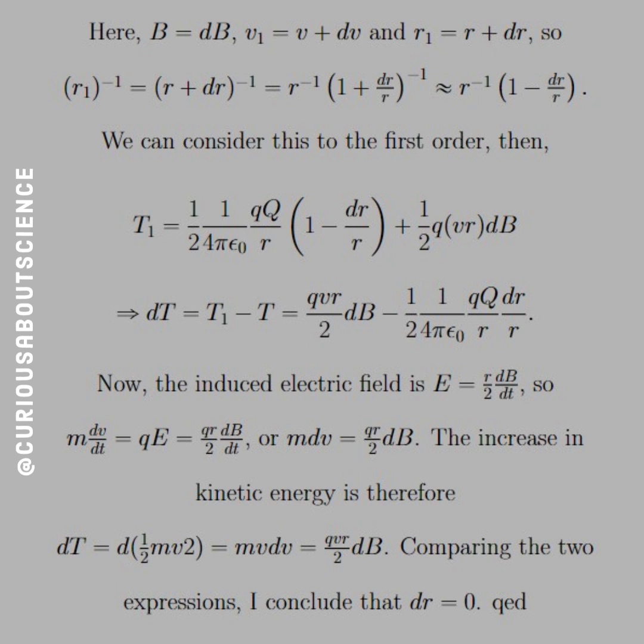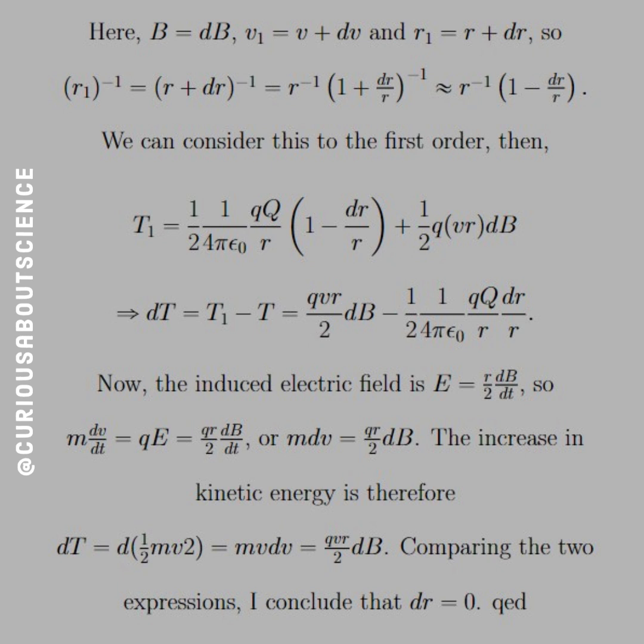And what we know about dT is that it's T1 minus T, the initial. We can go ahead and take the difference, and what we're left with is q v r over 2 dB, minus 1/2, and then after we factor, we see a cancellation of terms on the Coulomb force term, and all we are left with is the dr over r term, all things considered. So what we're left with is dr over r times the Coulomb energy term.